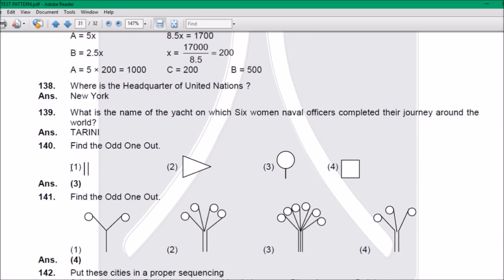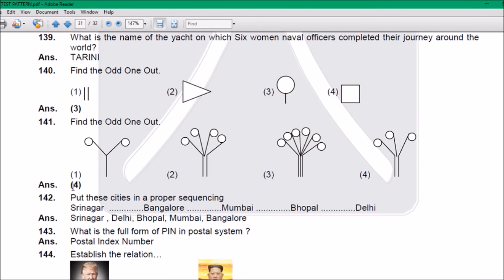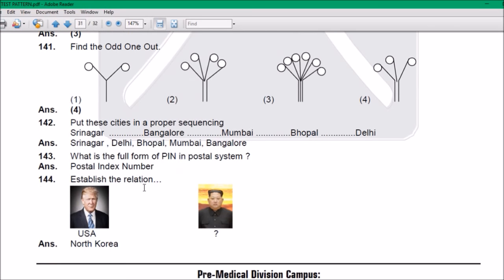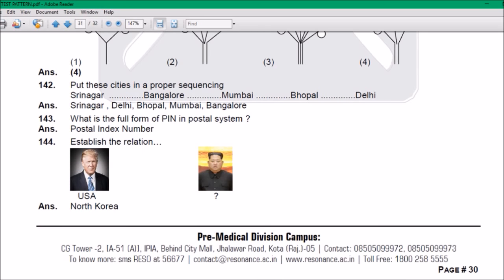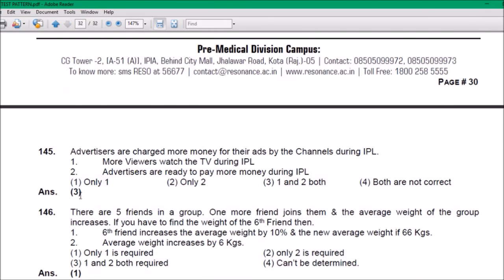Okay. Answer is 140. Find the odd one out. I think looking at it, all are like squares, triangles. This circle is different. 141 is 4. Okay. And then 142 is Srinagar, Delhi, Bhopal, Mumbai and Bangalore. And then 143 PIN, postal index number. And then 144 USA, North Korea. Okay. And then 145 is 3, this one.